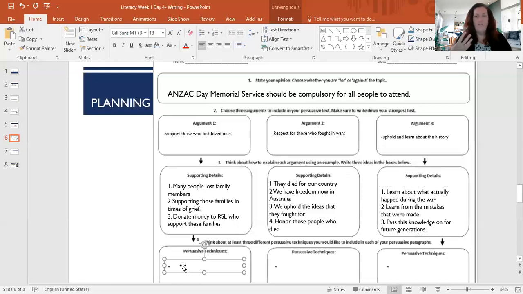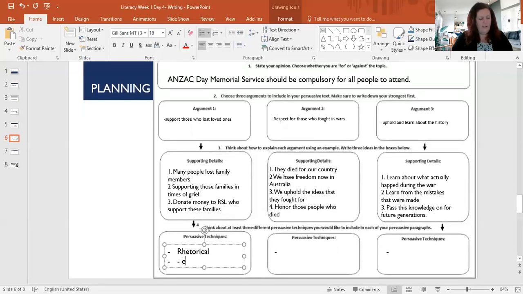So then I'm going to go to what kind of persuasive techniques am I going to use in each of these arguments. So for the first one, I thought I might do a rhetorical. So remember, rhetorical means when you ask a question that you don't really want an answer to. You already know the answer. And I might do exaggeration. So they're things I would think about for when I am doing my persuasive techniques. So they're things I'm going to include in my actual writing, but I don't need to write them there.